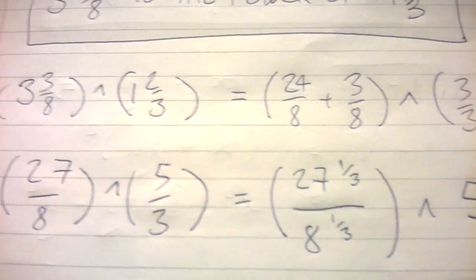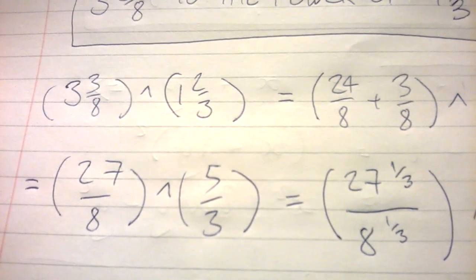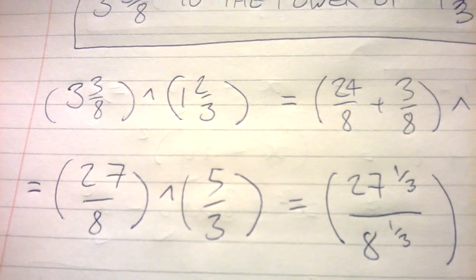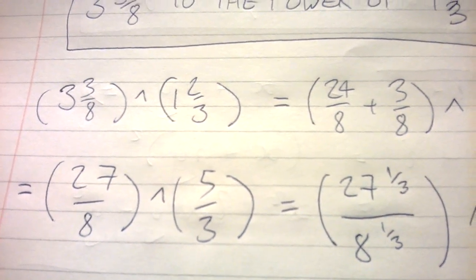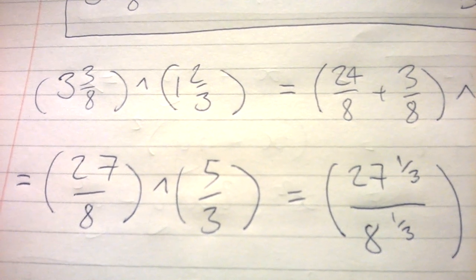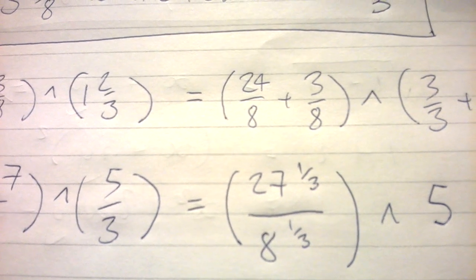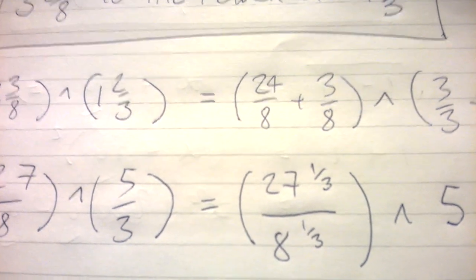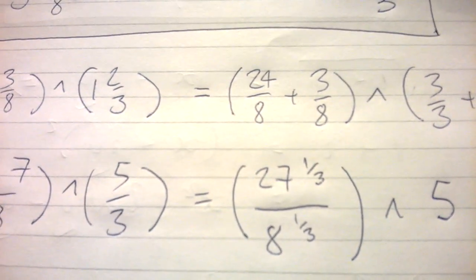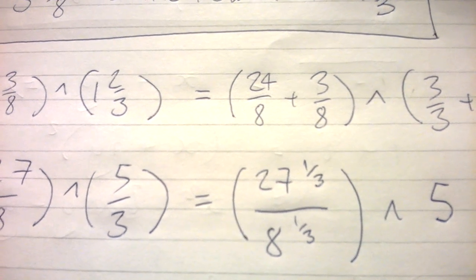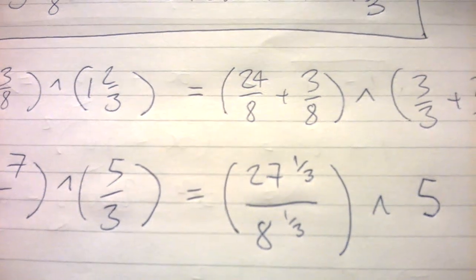So what I want to do is look at the over 3 bit in the exponent first of all. Taking the 27 to the power of a third, it's the same as 27 to the third, divided by 8 to the power of a third, all to the power of 5. So the first thing I'm doing is dealing with the divided by 3. In a sense, we're getting the numbers down before we raise them to a higher power, so it just makes the maths easier. 27 to the third over 8 to the third, all to the power of 5.